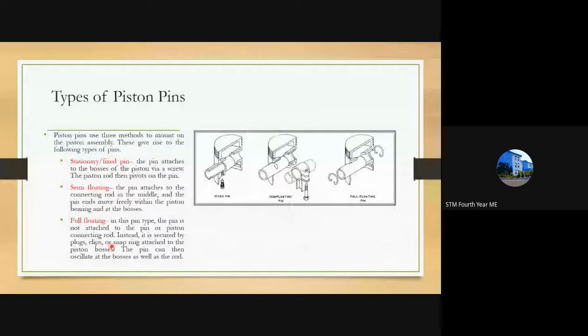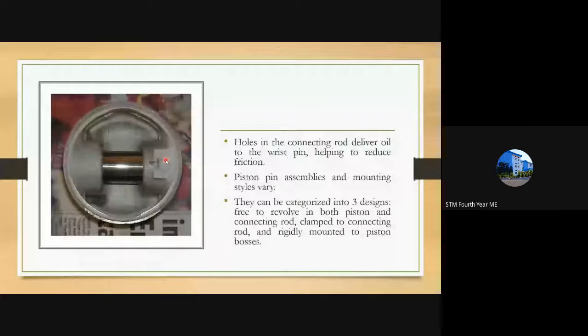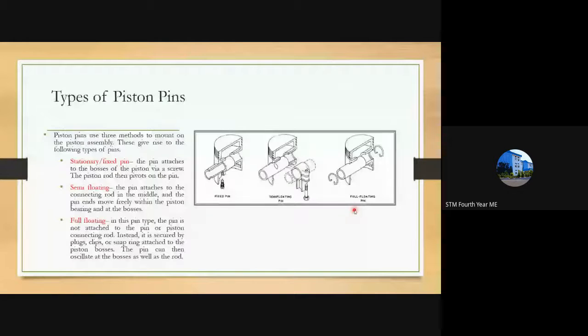Next, types of piston pins. These are the basic types of piston pins: fixed pin, semi-floating pin, and full floating pin. That is what is explained here. So there are three designs, and we are looking into the three designs. The first one is the stationary or fixed pin.